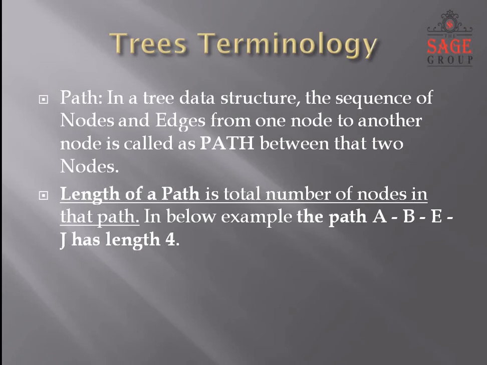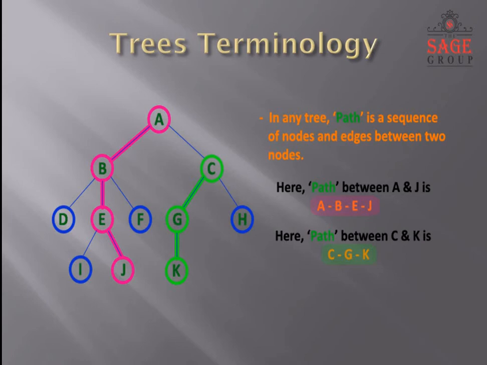Now, let us see what is a path. A path is the sequence of nodes and edges from one node to another node. If I am measuring the path between two nodes, then it will be the sequence of nodes and edges, and the length will be the total number of nodes in that path. For example, suppose I show you A to J, the path is A, B, E and J.